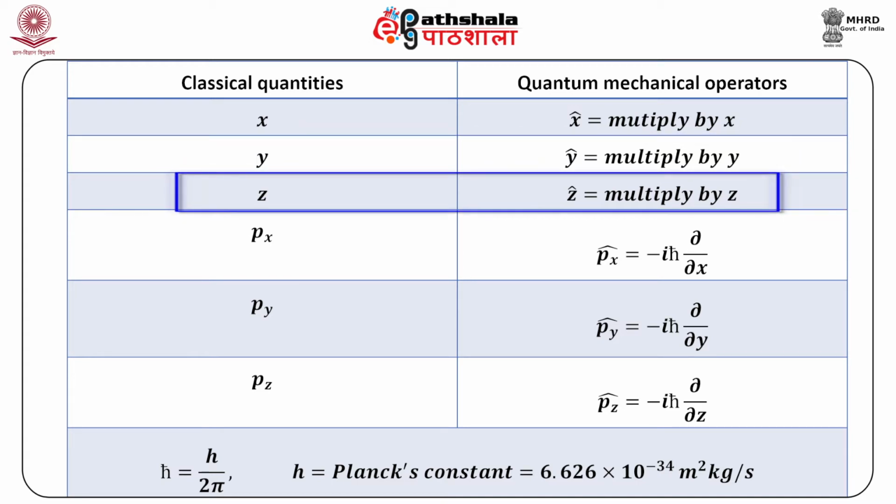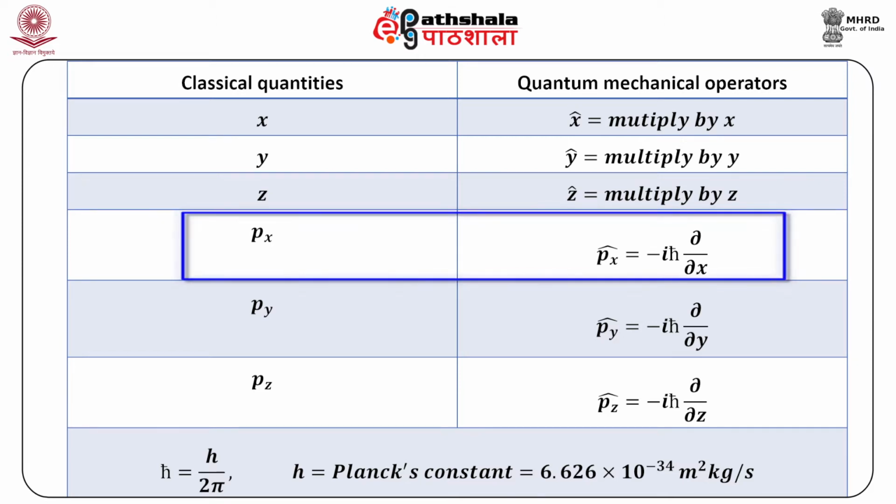And similarly, for z, the quantum mechanical operator is z caret and again it involves the multiplication by z. And now we come to the linear momentum operators Px, Py and Pz. The quantum mechanical linear momentum operator in x direction is represented by Px caret and is equivalent to minus iota h cross del by del x.